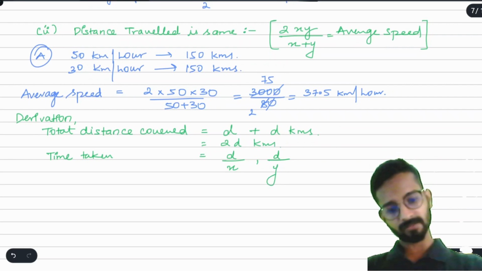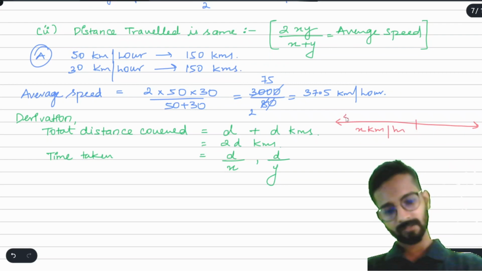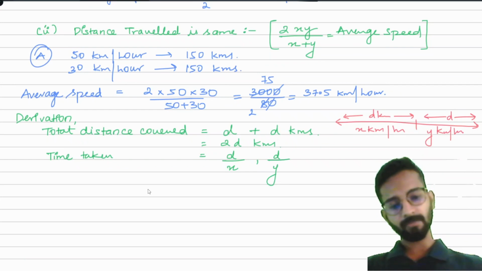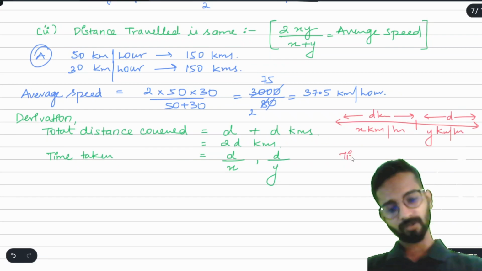You can understand this like this. Suppose for x kilometer per hour I covered this d kilometers. Then at y kilometer per hour I covered this d kilometers. Very simple. Now time taken will be, we all know that time is equal to distance by speed. So I have written here time is equal to distance by speed and distance by speed. Now after this we all know that distance is given, time is given. You can find the average speed.